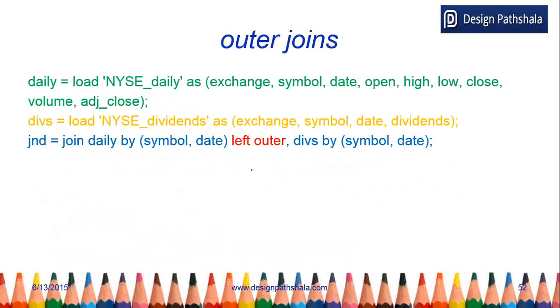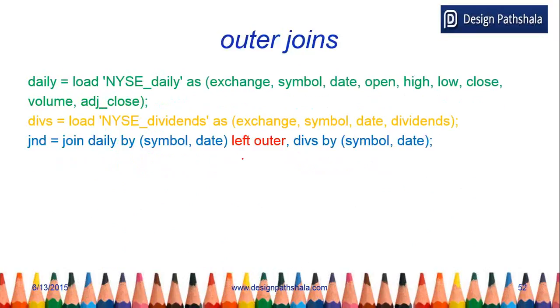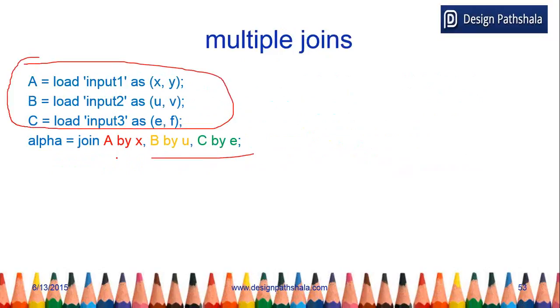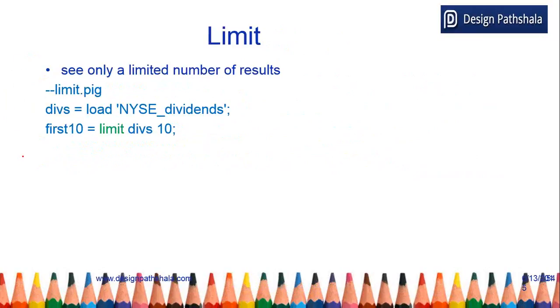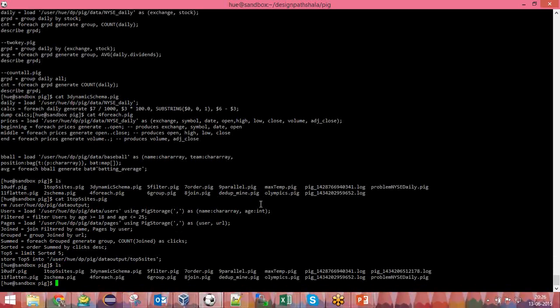If you want to do a left outer or right outer, rather than join, you can just say join this by left outer or right outer, based on two columns. If you have to join more than two variables, you can always do that. Join A by X, B by U, C by E. Okay, so before coming to limit, let's try to look at this join also.